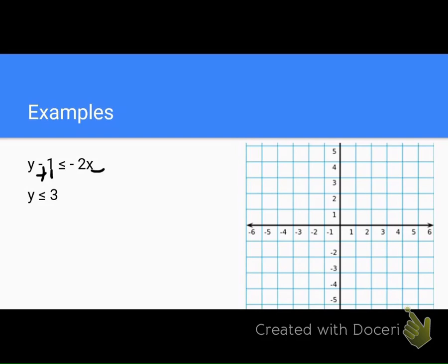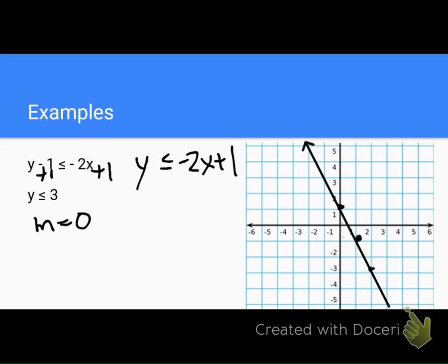If I add 1 here to get in the correct form, I have y is less than or equal to -2x plus 1. So this is going to be a solid line because it's less than or equal to. I have a y-intercept at 1. My slope is -2. And solid line. This is also a solid line, and you'll notice there's no m or x term here, so we have a slope of 0. Remember, when I have a slope of 0, that's the same as a horizontal line. So I'm going to have a horizontal line at y equals 3.